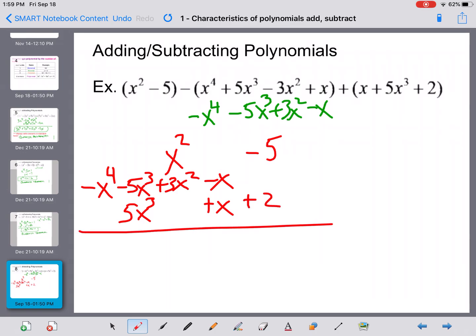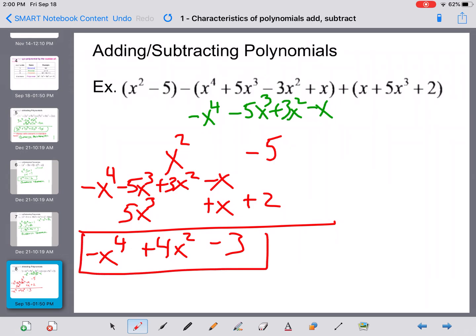And here we can combine like terms now vertically, so we get negative x to the fourth. These two are going to be 0x to the third, or they're going to reduce to 0 or cancel out. Then we're going to say plus 4x squared. These x and negative x are going to add to 0 or cancel out, and then we get minus 3. And so we are left with that in standard form. And this would be a quartic trinomial.